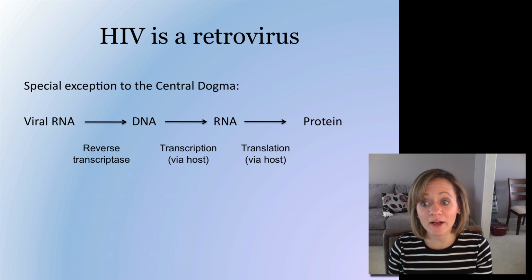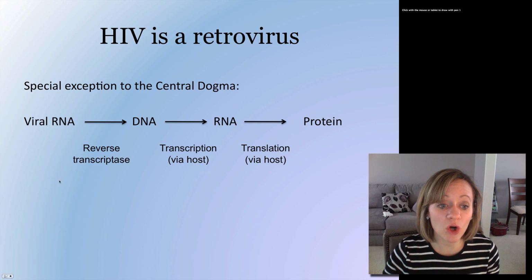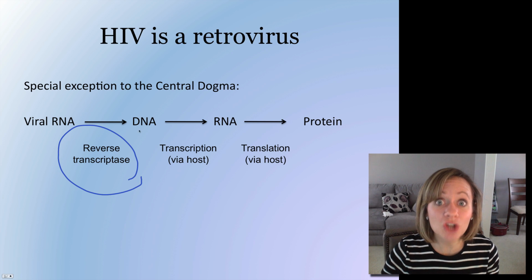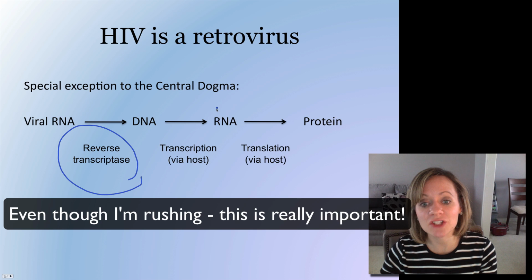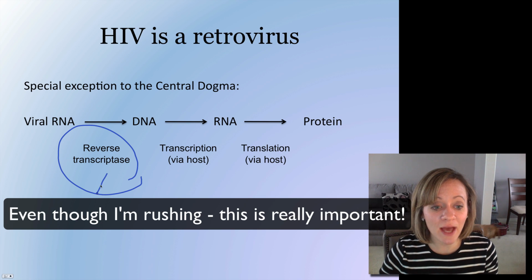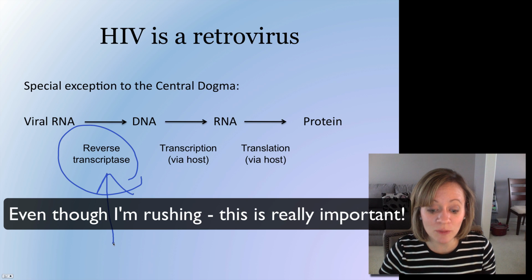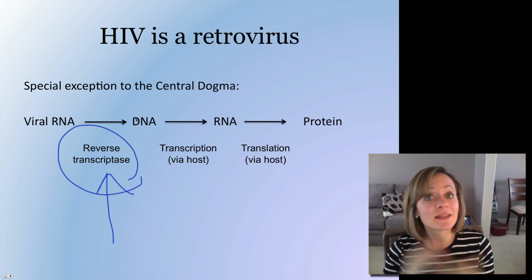Instead of DNA to RNA to protein, it actually starts with RNA and then uses a special enzyme called reverse transcriptase to go from RNA to DNA. And then the rest of it follows as usual, DNA to RNA to protein. So when we fight HIV, a big thing that we actually target is this reverse transcriptase enzyme. Because if it can't use this to get to DNA, the virus cannot work.